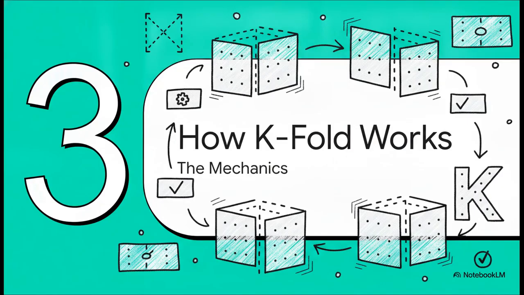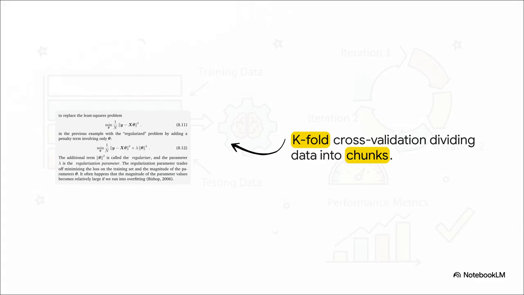Let's move on to section 3, how K-fold works. Let's see how this actually works in practice. We're going to focus on the absolute most common method data scientists use, K-fold cross-validation. To elegantly solve our data shortage problem, we take the entire data set and chop it up into K equal-sized chunks, or folds. Here, K equals 5. For the very first test, we use K-1 chunks, those are the blue ones, for training. And we hold out just one single chunk, the orange hatched one, to act as our validation set.